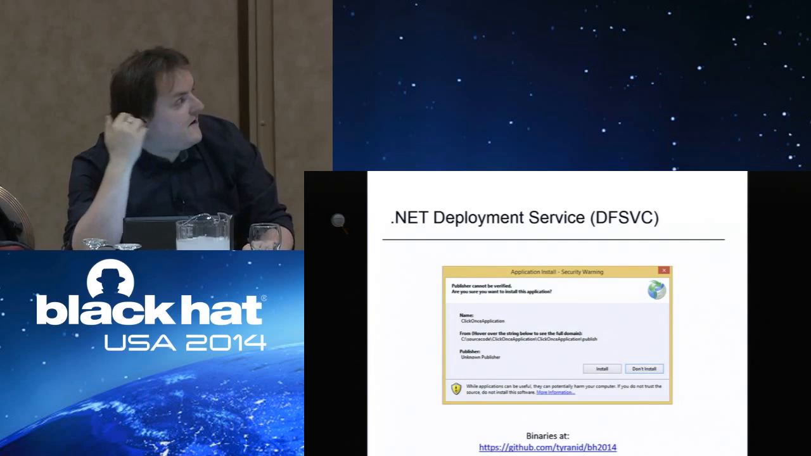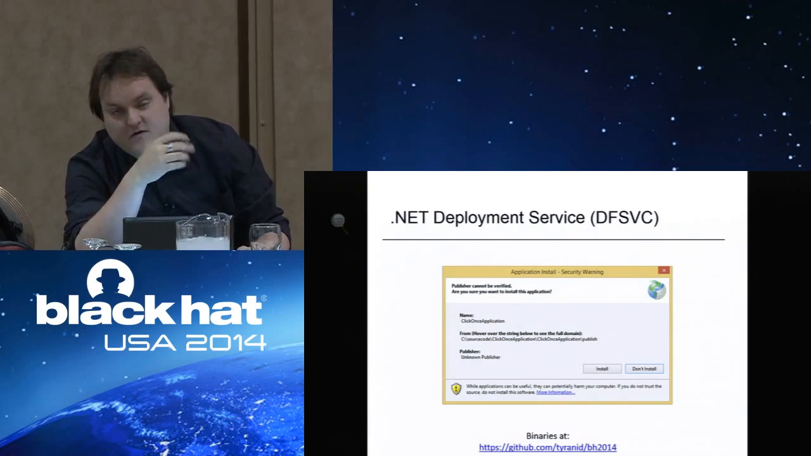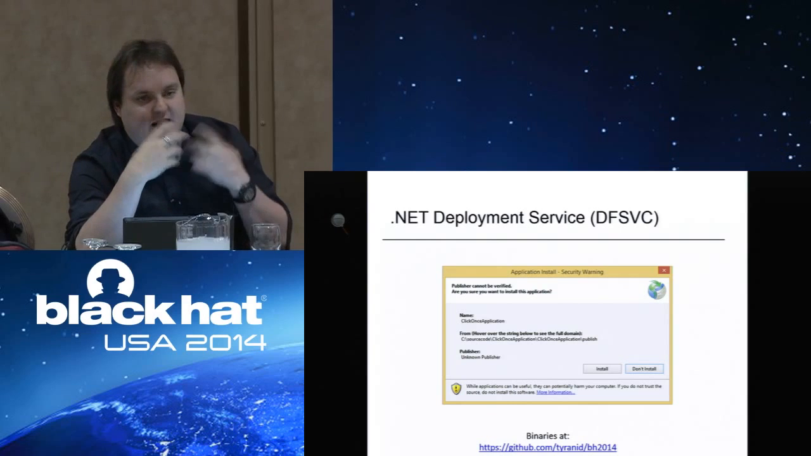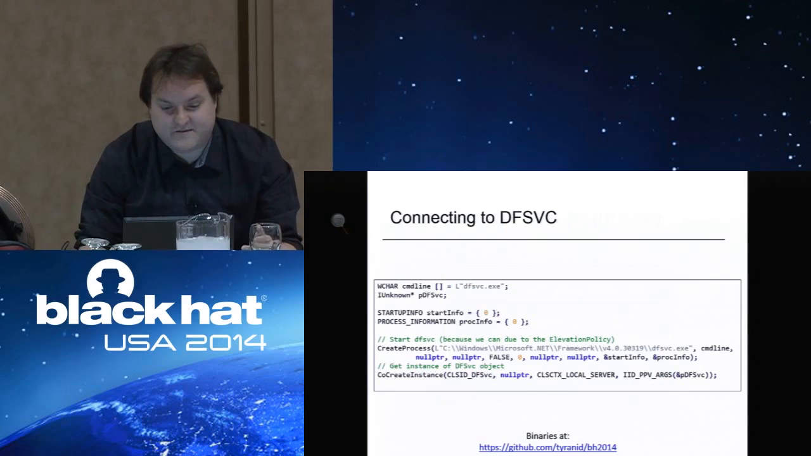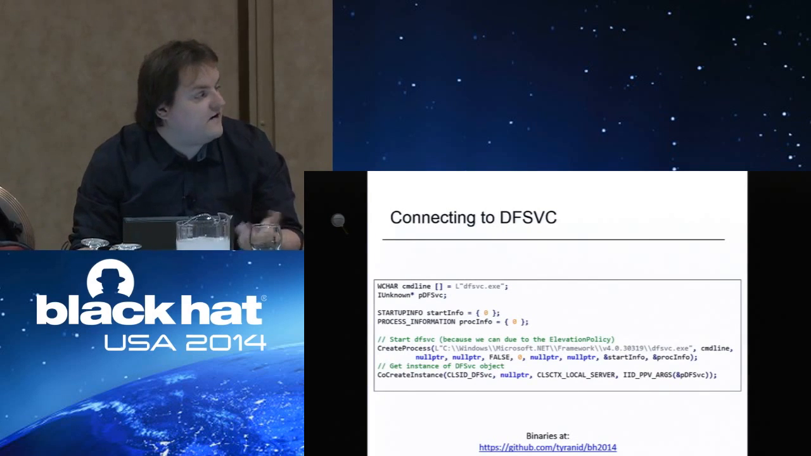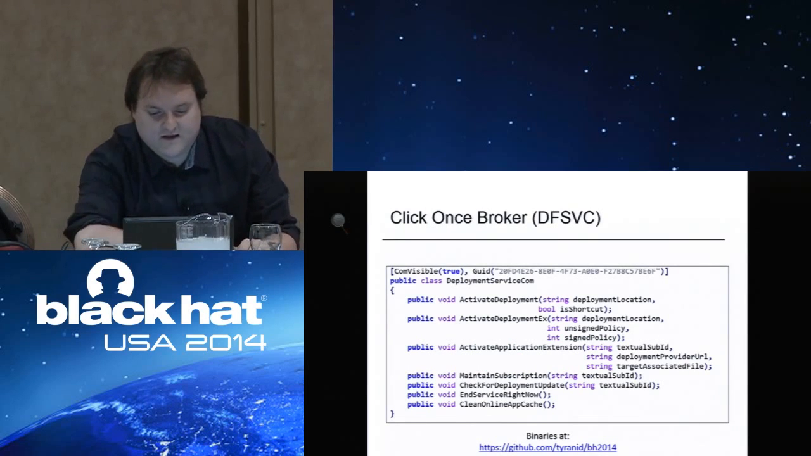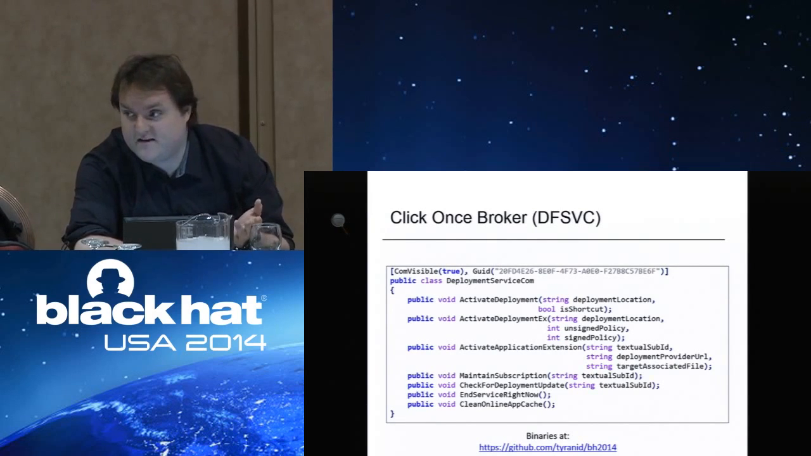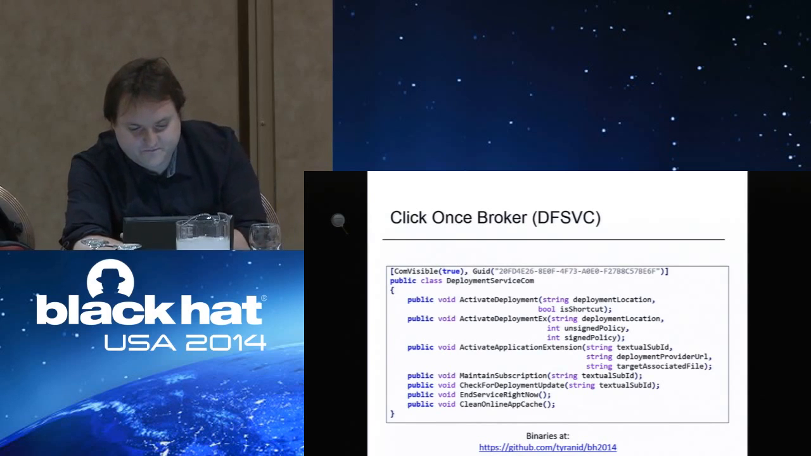So by default, the .NET deployment service, which is installed by default in Windows, will prompt you whenever you're trying to run one of these .NET ClickOnce applications, and this is what it's used for. So we don't want a prompt, so we need a way of getting around that. It's easy enough to create: just create the process, connect to its COM object, and it being a .NET application, we can just see what it implements. And this is just using Reflector.